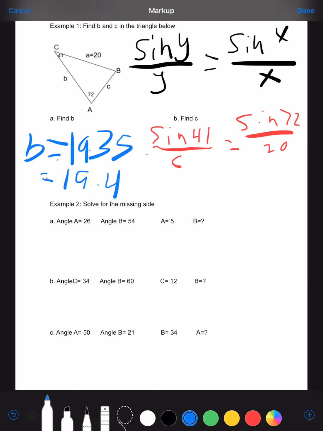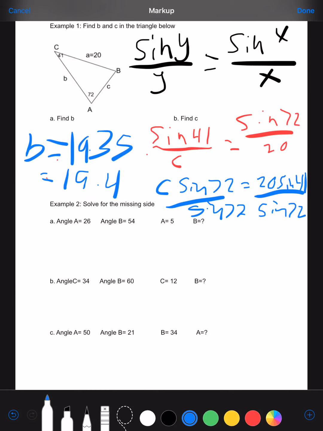So we're going to end up with C sine 72 is equal to 20 sine 41. Ooh, that's not going to fit. We're going to erase sine 41. Okay. Now we're going to divide both sides by sine 72.